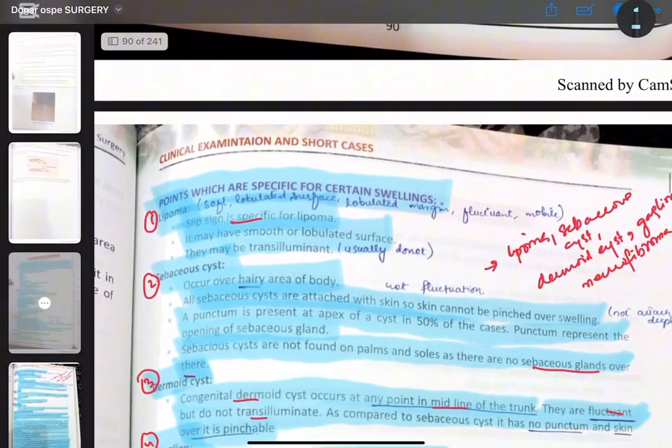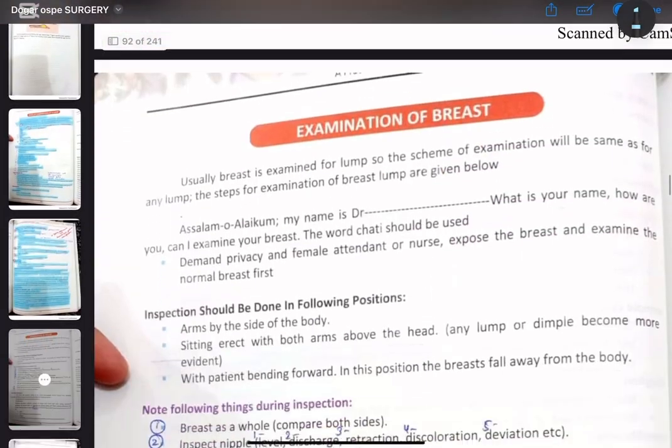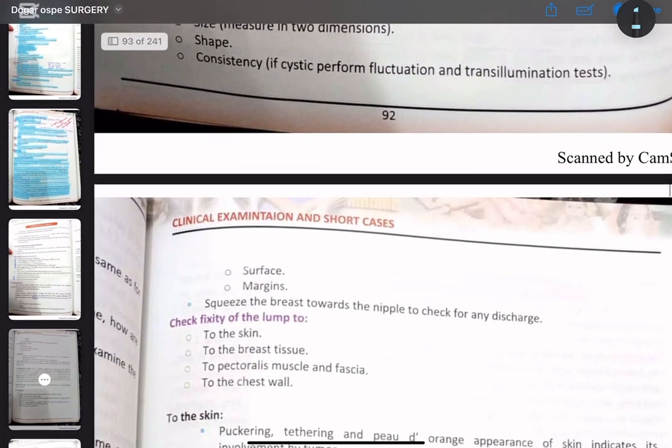Now coming towards the next examination, that is examination of the breast. We will discuss this in the next video.